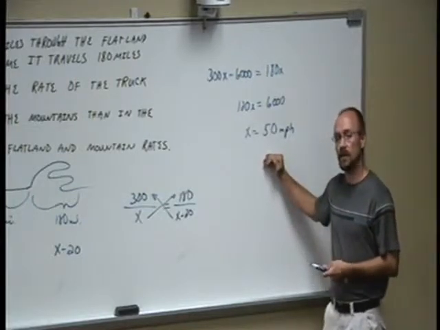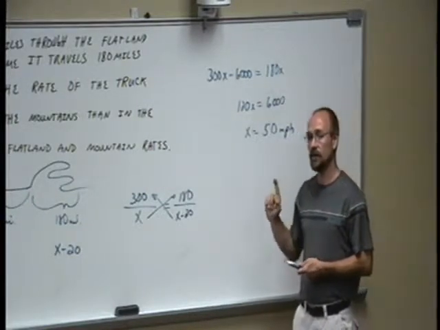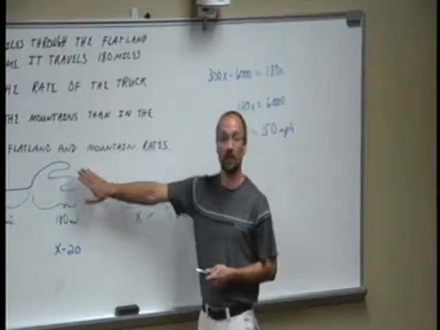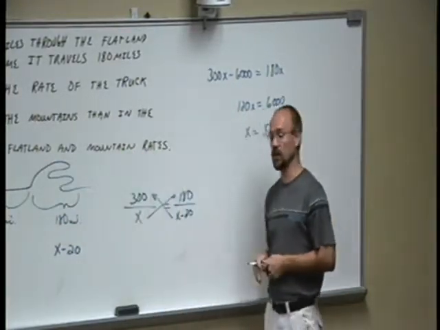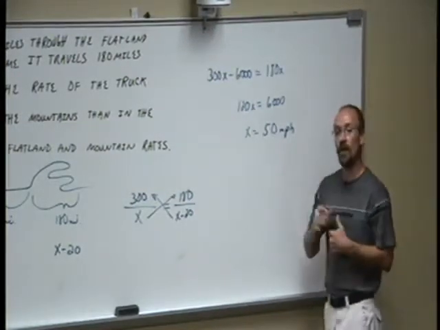Does this answer the question? Not fully, because if we go back here, it asks for the rate of the flatland and the mountain. We want both of those rates. Well, this is only one of them. How do I find the other rate?